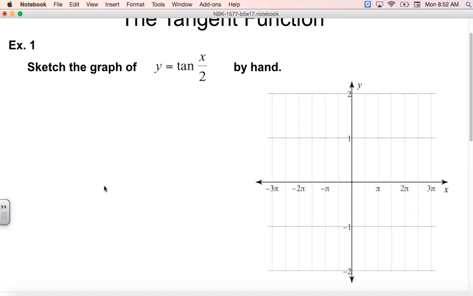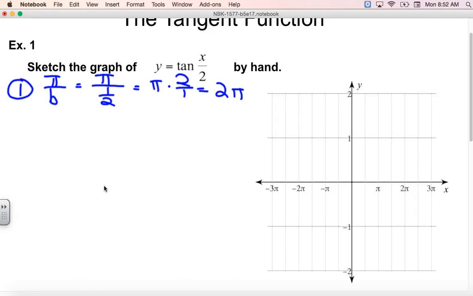So the period is now, instead of doing 2 pi divided by b, we're just going to do pi divided by b. All right, so the period is going to be pi divided by b. And again, in this situation, you can tell b is 1/2 because it's 1/2 times x. B is whatever is multiplied by x still. Pi divided by 1/2 is the same as pi times 2 over 1, so 2 pi.